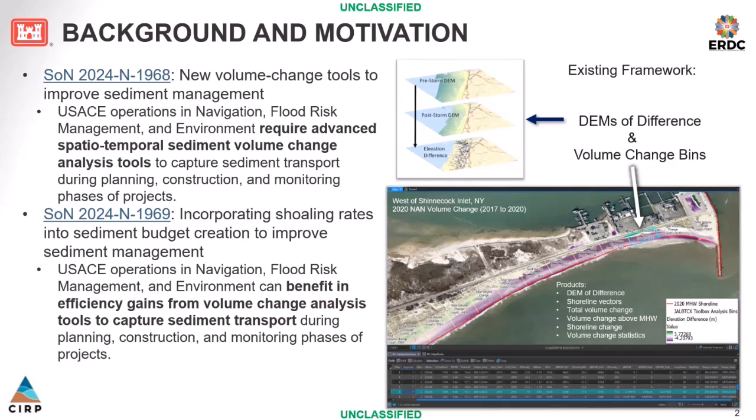These bins are created from a transect-based methodology and utilize DEMs of difference to compute volume change within the bin area. The shoreline vectors, volume above and below mean high water, and the volume change statistics are the primary output of the existing toolbox. The limitation of the current toolbox is that these bins are fixed in space, and they really just group individual sections of shoreline together without any particular focus on individual features or anything specific about that shoreline. You can see the individual bins in the example photo on the right side.